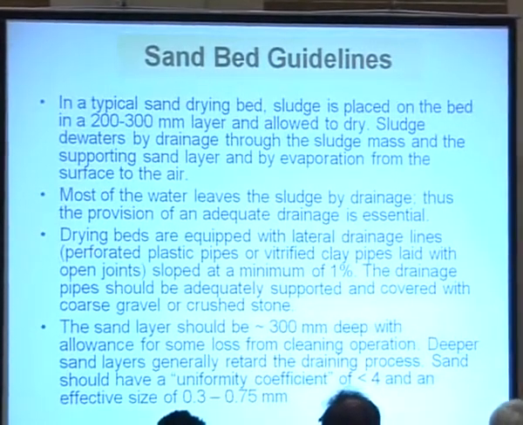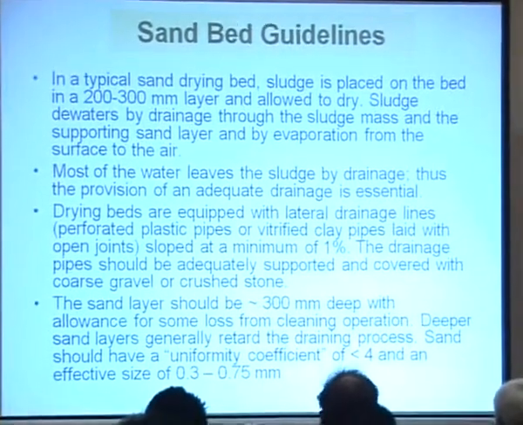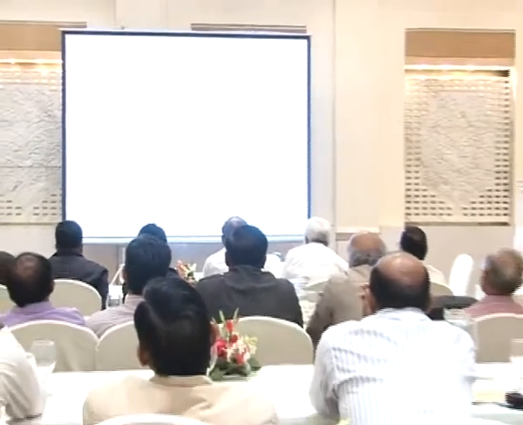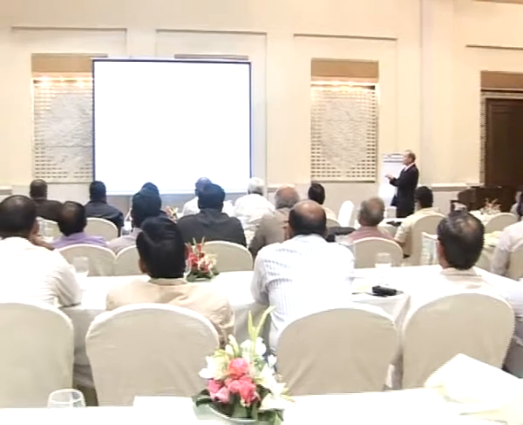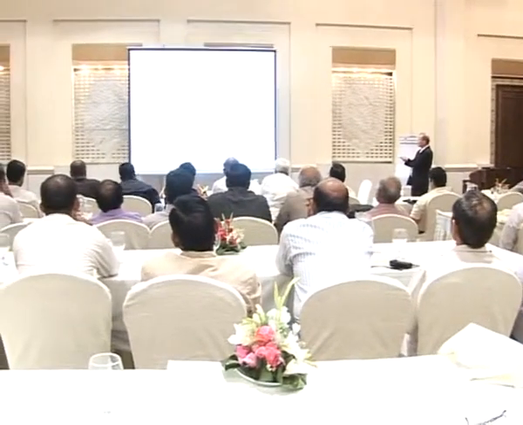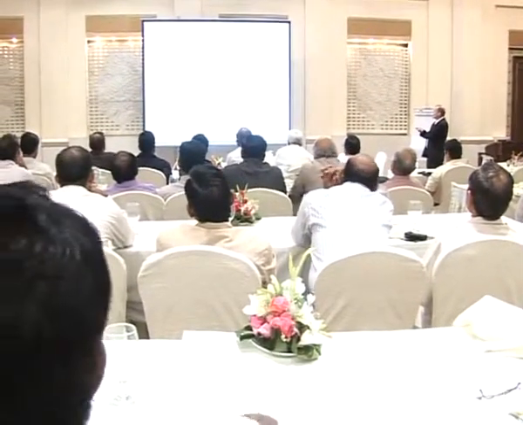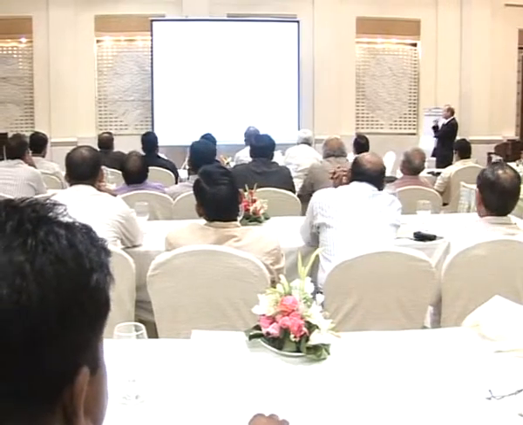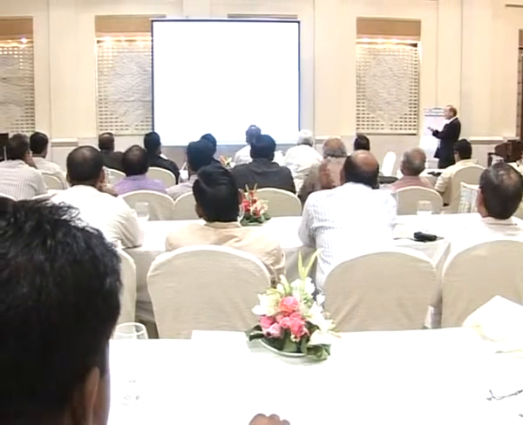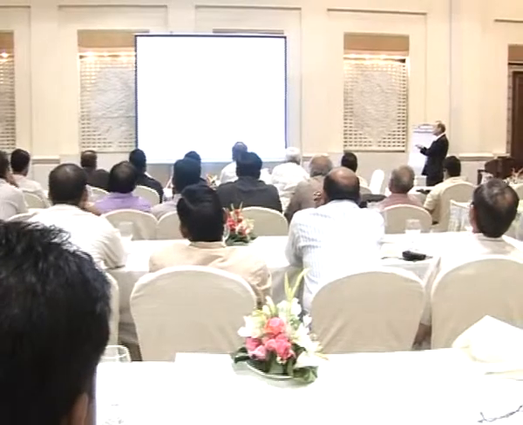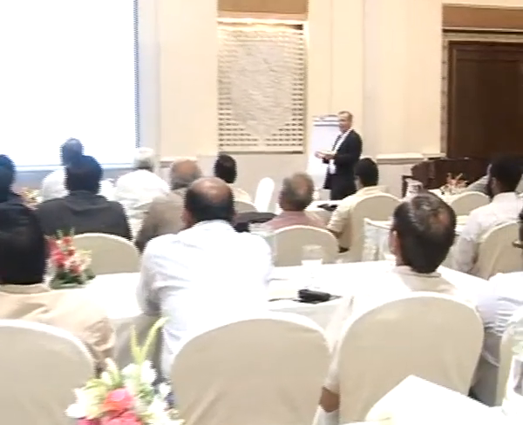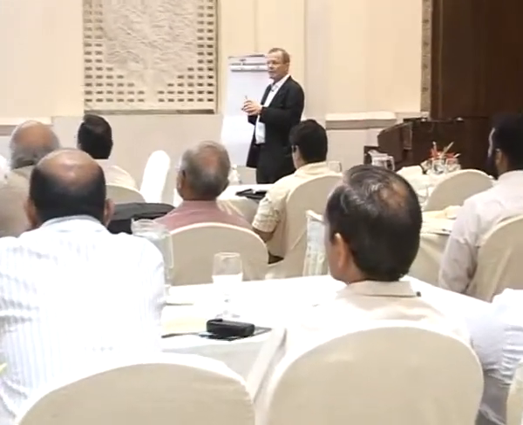Drying beds are equipped with natural drainage lines, perforated plastic pipes, or vitrified clay pipes laid with open joints so that you can allow the water to go into the pipes. Sloped at a minimum of 1%. The drainage pipe should be adequately supported and covered with coarse gravel, so the fine material is not clogging the pipes.